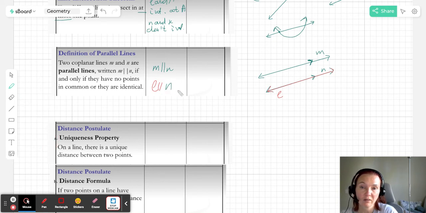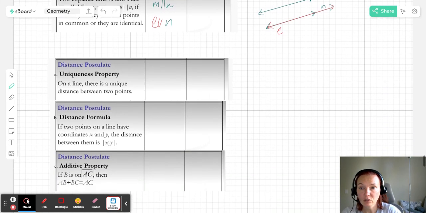This is not used very often because, okay, whatever, it's the same line. Why would we say that it's parallel? But we can say that a line is parallel to itself. So sometimes you might see it. That's why I thought I would tell you about this. And that's the definition of parallel lines.